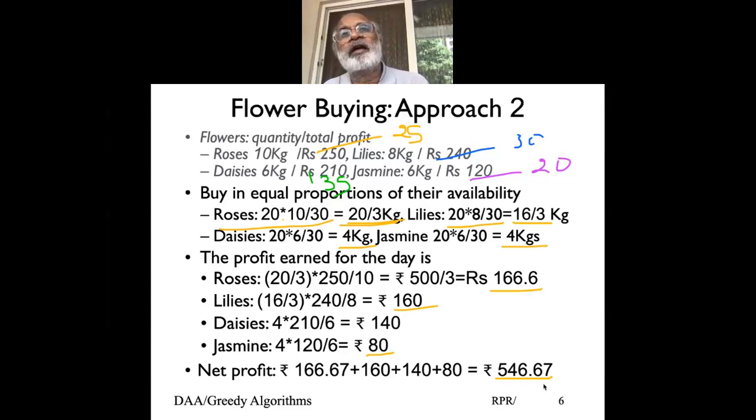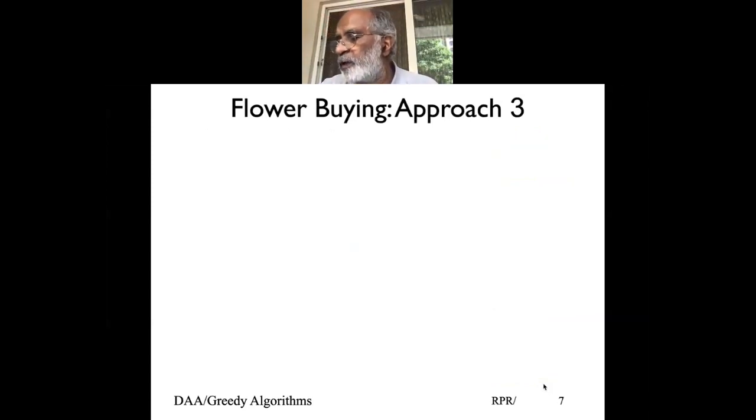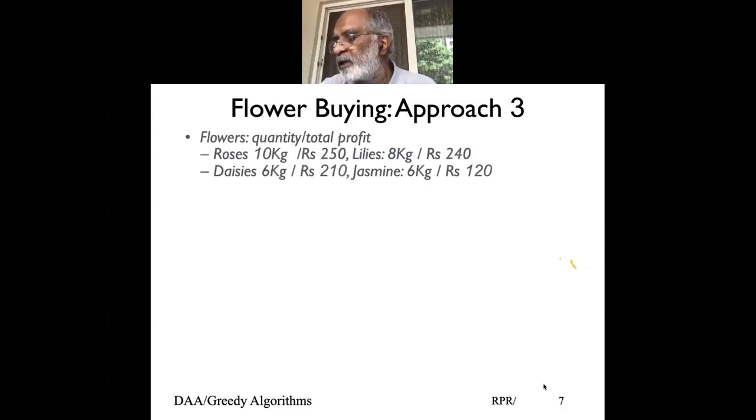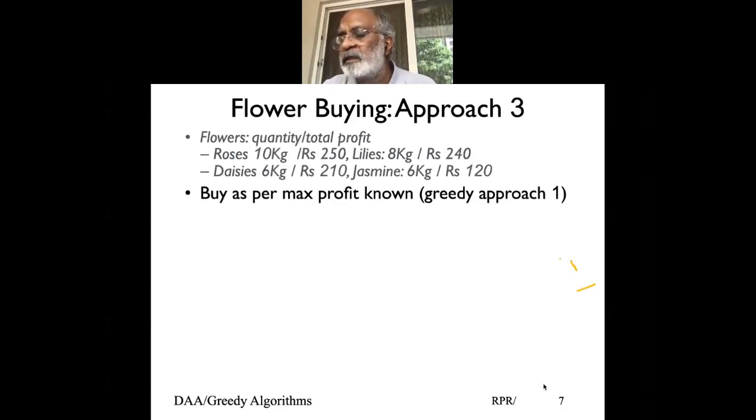In the previous case where I was buying an equal amount of each flower, my profit was 550 rupees. If I'm buying flowers in equal ratio, my profit is 546. Let's look at other approaches possible. The human mindset is typically that you buy things which have maximum profit. So we know that maximum profit is from roses, which is 250 rupees. So first let me buy all the roses. Then I buy whatever possible lilies. Then I look at jasmine. So I sort the flowers in terms of total profit available and buy accordingly.